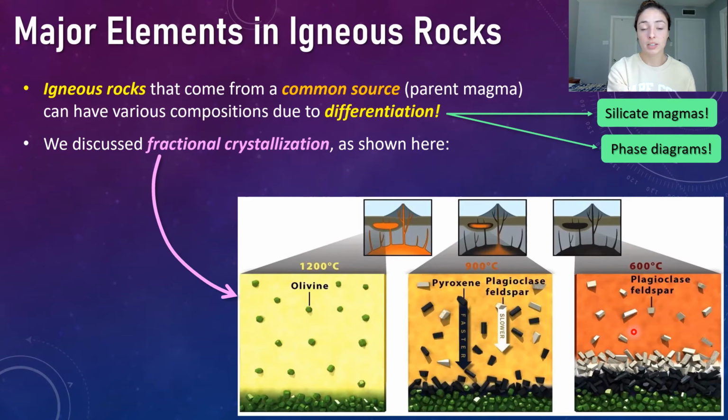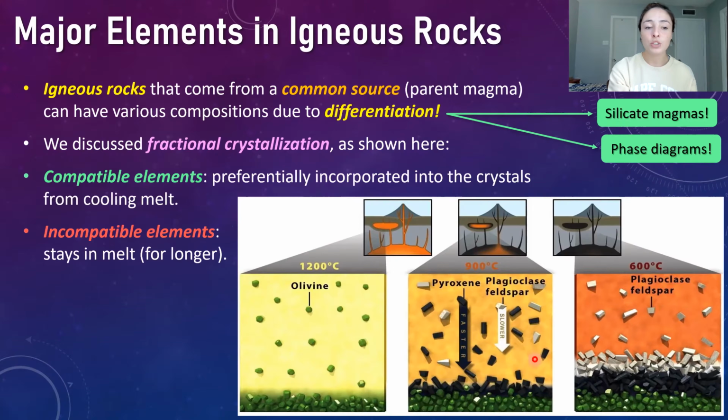Oh, whoops. I clearly had some more arrows here that I missed, but we also talked about how this works, how different minerals cool and melt at different temperatures and why that is, in the phase diagrams video. And then obviously this is a depiction of fractional crystallization, which we just talked about. And moving to compatible and incompatible elements.